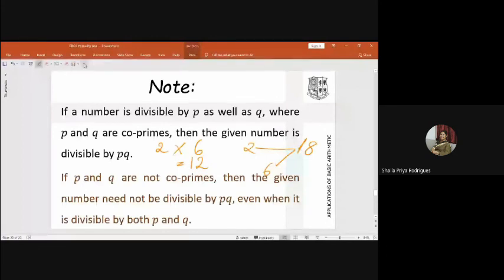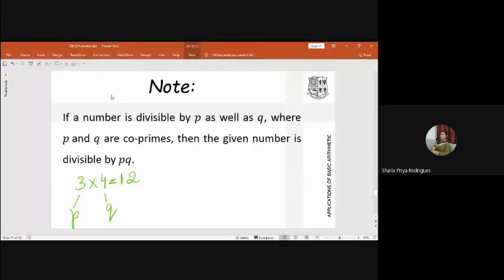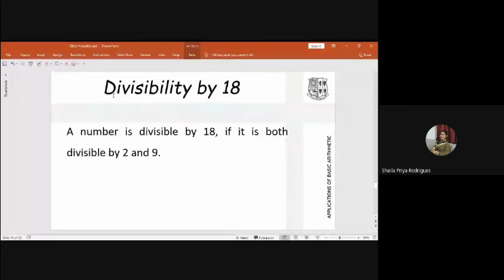Last divisibility test, 18. For 18, it is 2 and 9. You see that 18 also has other factors, 3 and 6. 3 times 6 is 18. But it doesn't work for 3 and 6 because they are not co-prime. 2 and 9 are co-prime. The only common factor of 2 and 9 is 1, and 2 times 9 is 18. So when you want to check if a given number is divisible by 18, you need to check if it is divisible by 2, and then if it is divisible by 9.